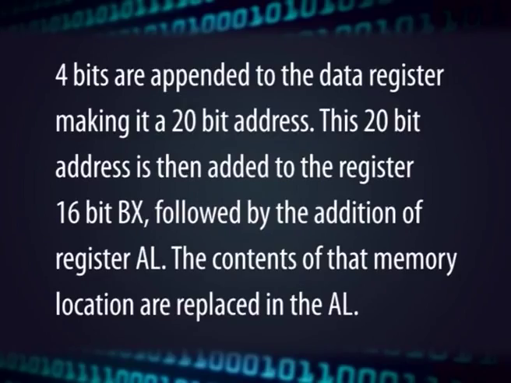The XLAT, when it is executed, replaces the contents of AL by the contents of the memory location specified by the following address computation, as explained earlier. Again, 4 bits are appended to the data segment register, making it a 20-bit address. This 20-bit address is then added to the 16-bit register BX, followed by addition of AL. The contents of that memory location are placed in the AL.